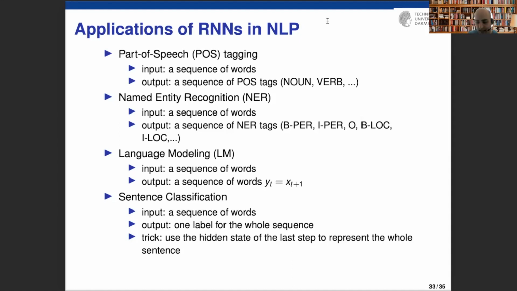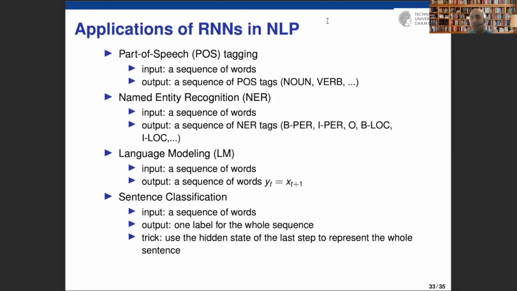The main idea is that if the hidden state represents the whole context, or all words that are in the sentence, then the last hidden state represents the content of the whole sentence. So it can be directly taken as the representation of the whole sentence.